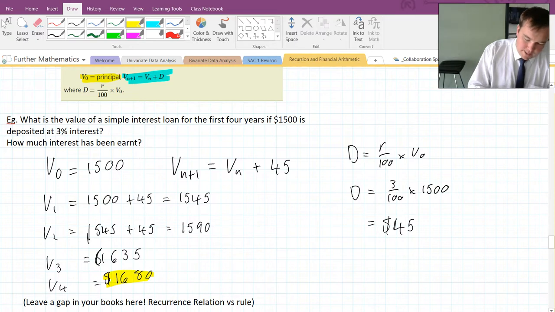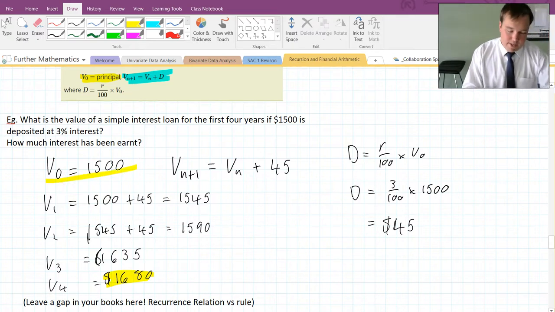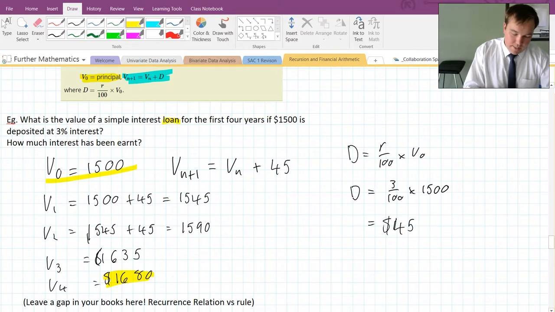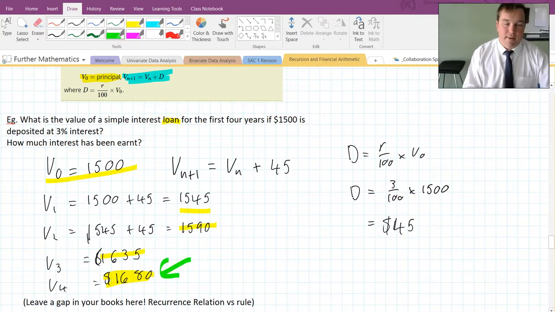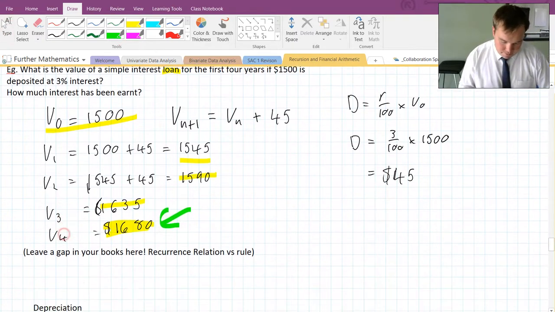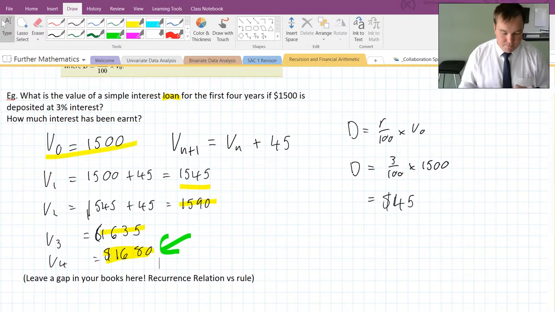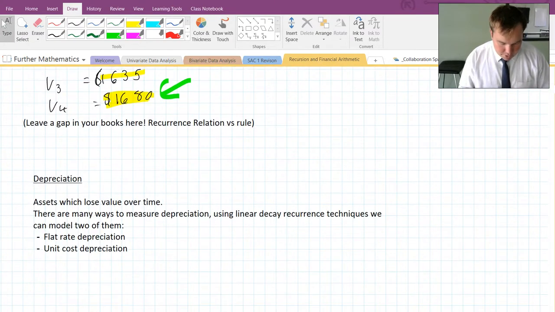So we started at the start of the first year with 1,500 in the bank, or rather borrowed from the bank because it's a loan. Then at the end of the first year, the bank has charged us $45 interest. That's fine, we now owe that amount. At the end of the second year, another 45, third, and the fourth year here is how much we're going to have to repay at the end of the period. Alright, leave a gap in your books there, and we're going to go on to depreciation.